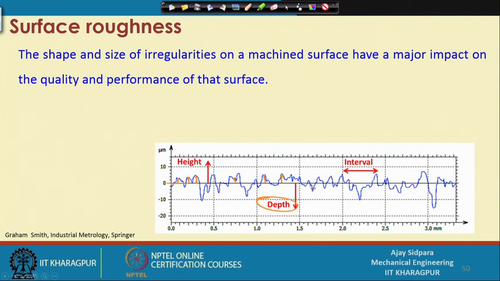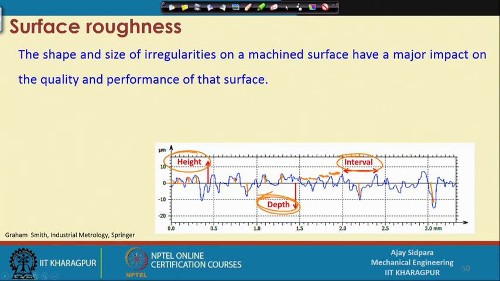The second thing is the depth. So, how much is this depth? These are the depths. These two important things are there, and the third important thing is the interval between these two. So, these are the 3 different parameters of a roughness profile which play a very important role in the performance of the component. The size and shape of irregularities on the machined surface have a major impact on the quality and performance of that surface. Now, how will this behave?